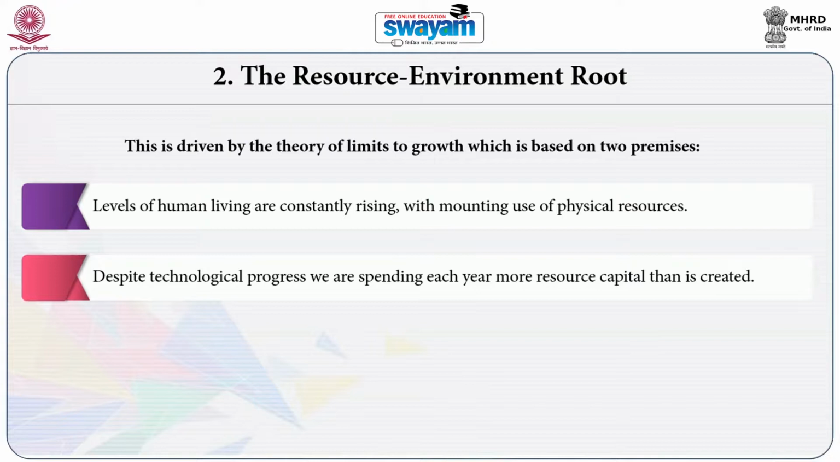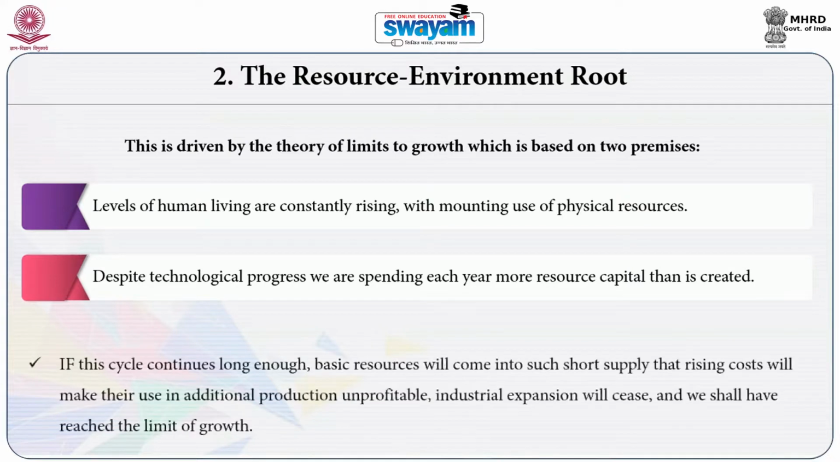So what would be inevitable? According to the limits to growth theory, if this cycle continues long enough, basic resources will come into such short supply that rising costs will make their use in additional production unprofitable. Industrial expansion will cease and we shall have reached the limit of growth. So this is the second concept, the resource environment. There are resources that we take from our environment, and our pace of living, the amount of demands we have, the amount we consume, is putting this under great stress. The second root to the concept of sustainability.